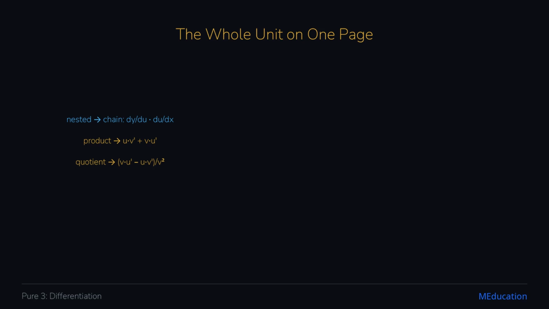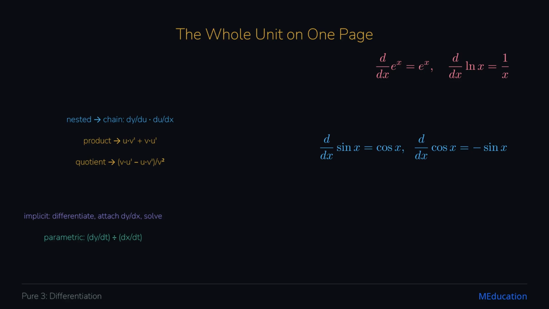The 3 structural rules by trigger: nested functions call the chain rule, a product calls product, a quotient calls quotient. Read the shape of the expression first, and it tells you which rule it wants before you write a thing. The standard derivatives sit top right, e to the x unchanged, ln x becomes 1 over x, sine and cosine swapping with that lethal minus.